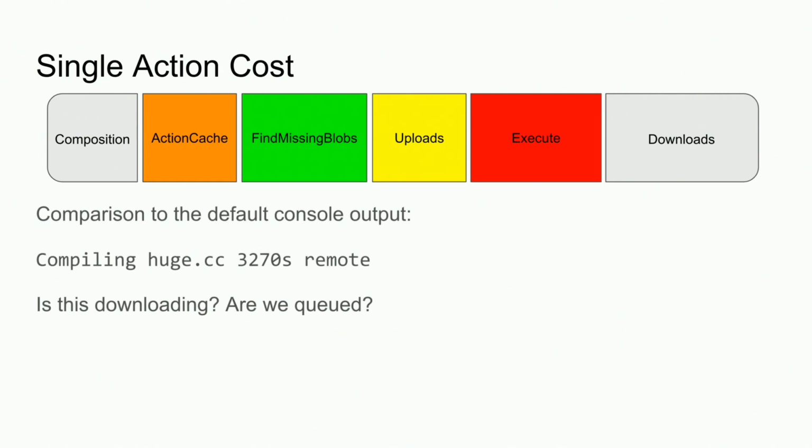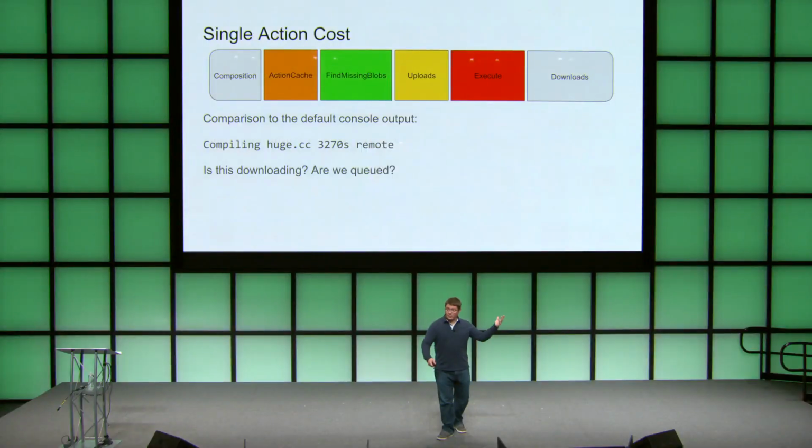This is in comparison to the default console output. Doesn't it look a little bit sparse now? I've got 3,270 seconds that have been executed on this action, and I don't know which one of these phases he's stuck in. He is definitely stuck in one of them, but there's no clear indication from the command line as to what's going on here. Are we downloading? Are we queued? Do we not have network link?